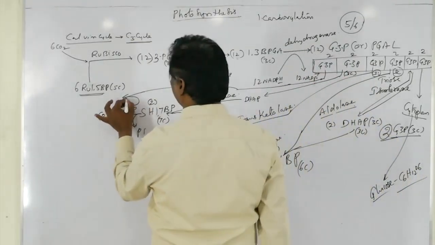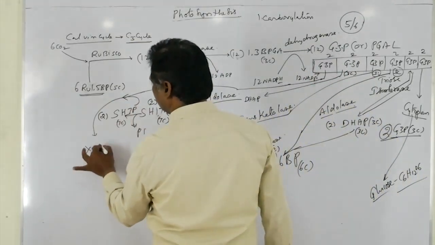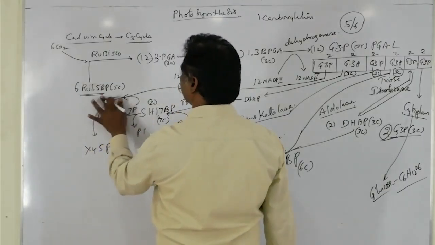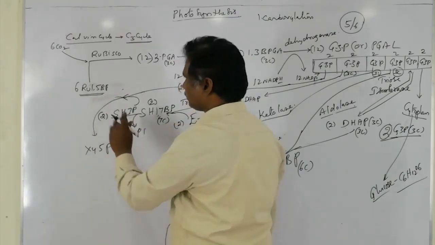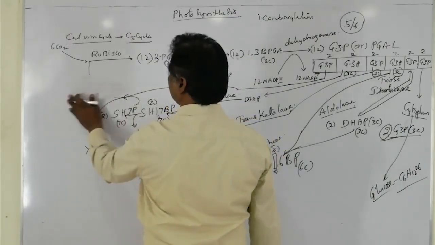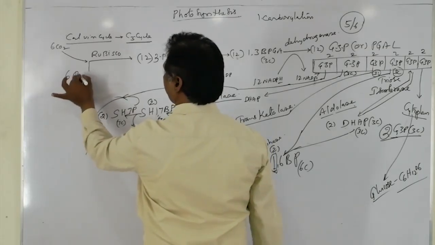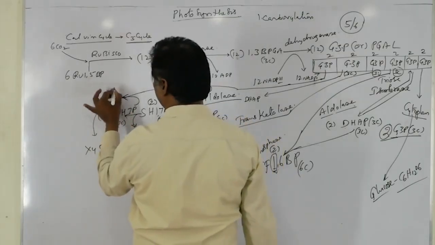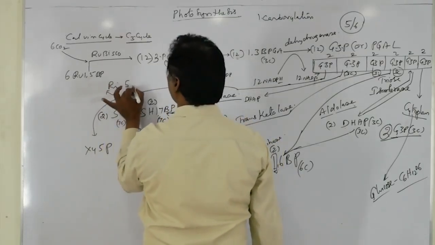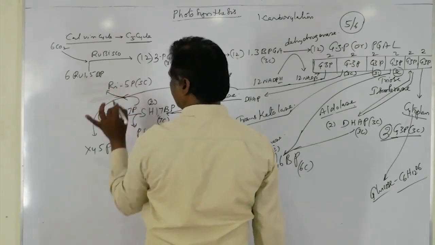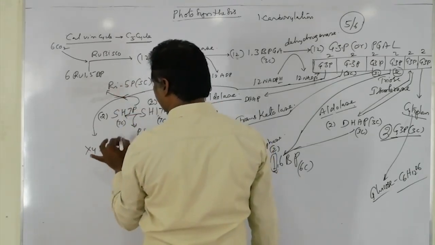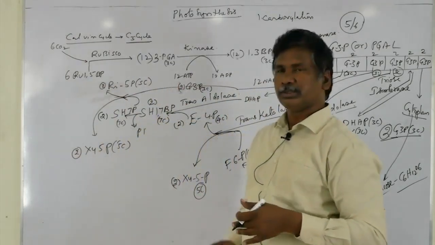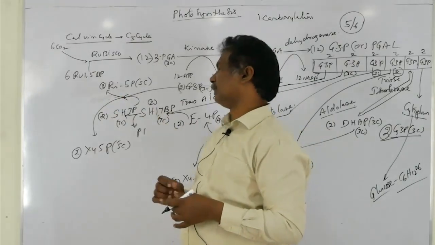It can be dissociated into xylulose 5-phosphate and ribose 5-phosphate. It has 5 carbons, it also has 5 carbons, no change in their number. So these are also true. So there are 2 molecules of the ribose 5-phosphate.